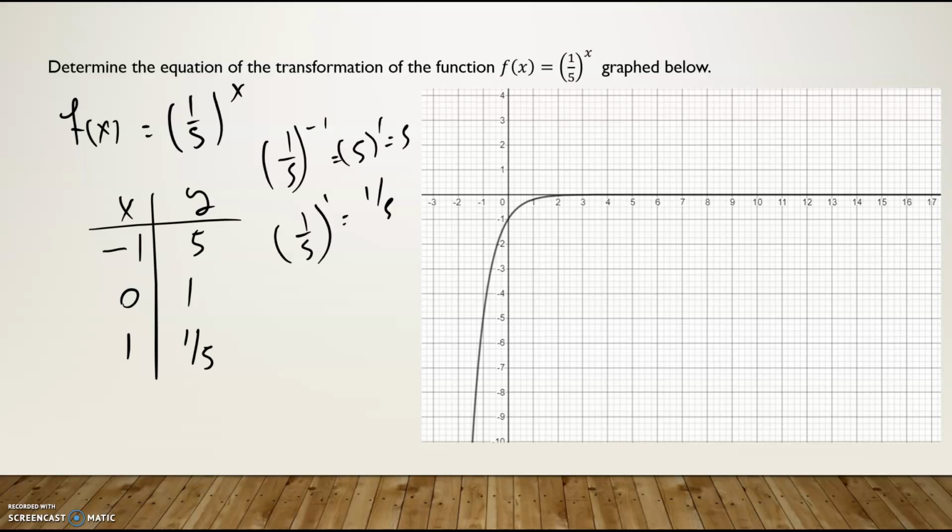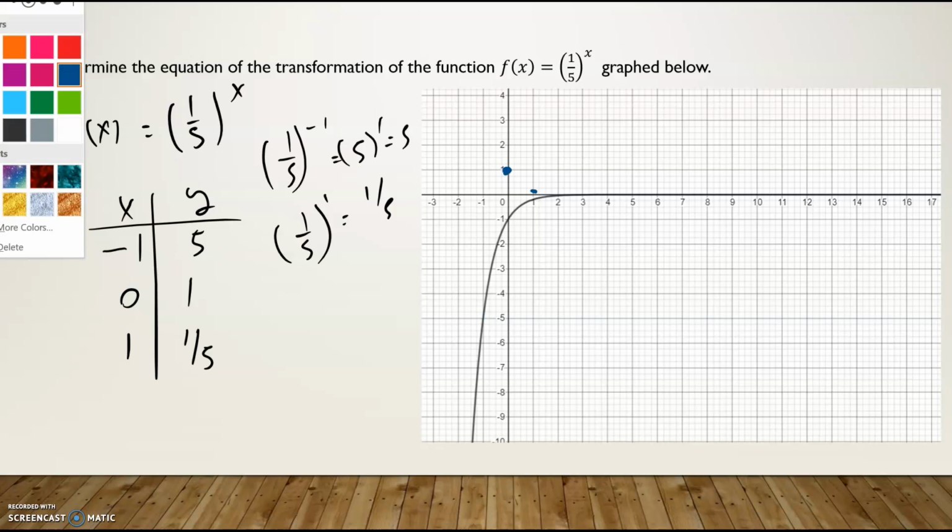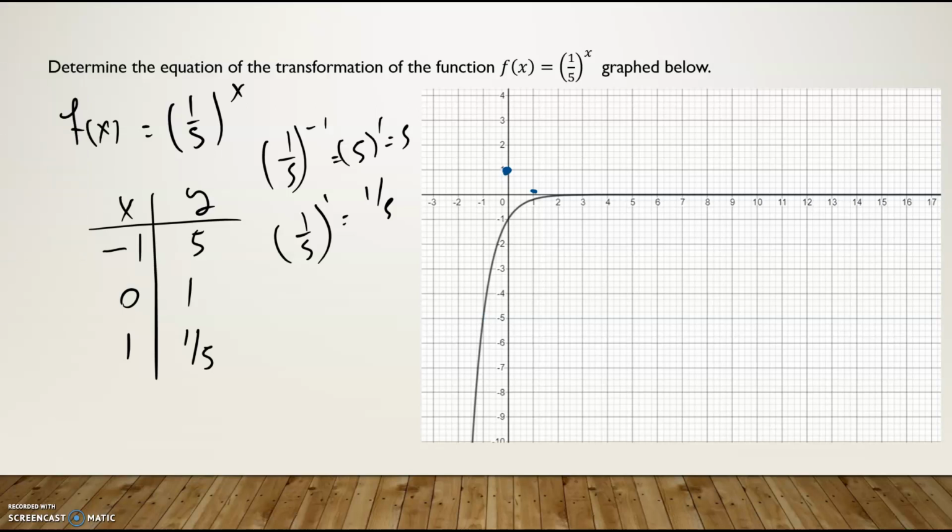So let me plot those. We got negative 1, 5, so that's here. We got 0, 1, that's here. And we got 1, 1/5, that's here. Actually, sorry, that shouldn't be down there, that should be up here. And it goes off the chart just a little bit for the negative 1. We'll put it about right here. So it looks like this will be our function right here.